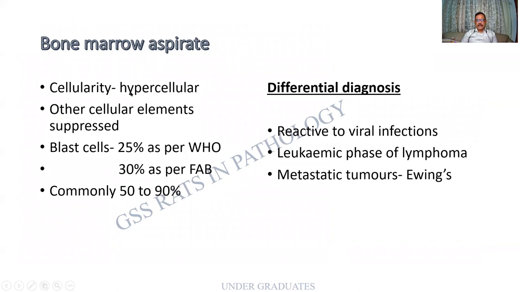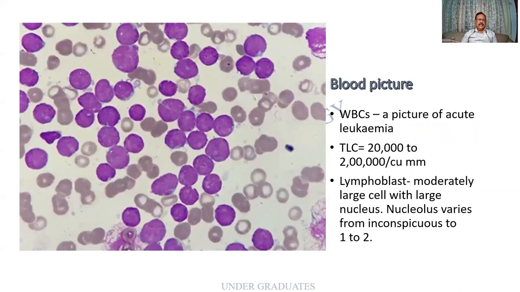Bone marrow whatsoever, it will be hypercellular. All the other cellular elements are suppressed. You find blast cells will be more than 25% in the WHO and more than 30% as per the FAB classification. Please remember this, you people will have to write it. It can be asked as an MCQ. If you write, you get a mark. But commonly we find that blast can be 50 to 90%. Look at the previous slide here. Very easily I can say it is 90%.